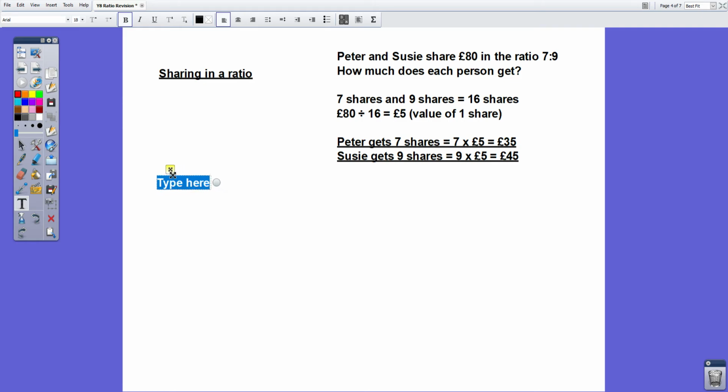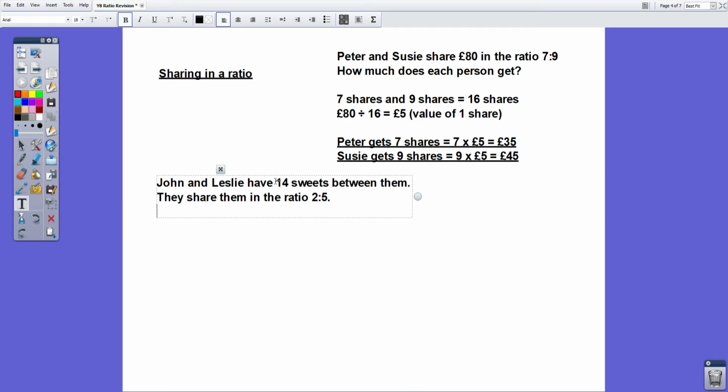Let's have a look at a second example. John and Leslie have 14 sweets between them. They share them in the ratio 2 to 5. How many more sweets does Leslie have than John?